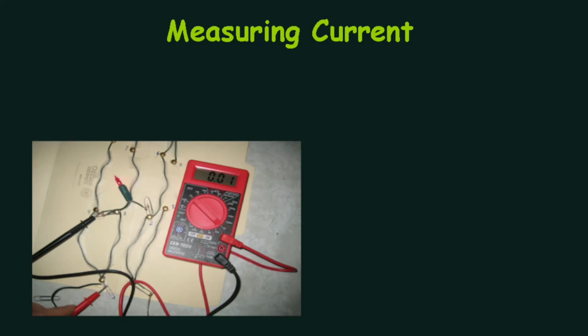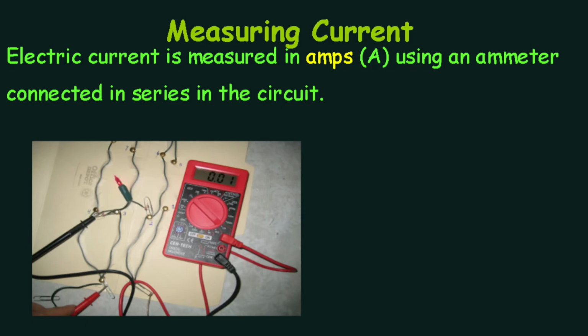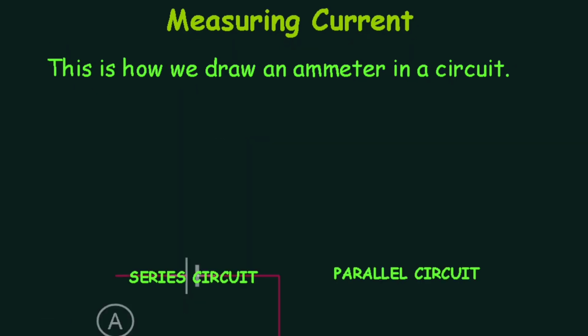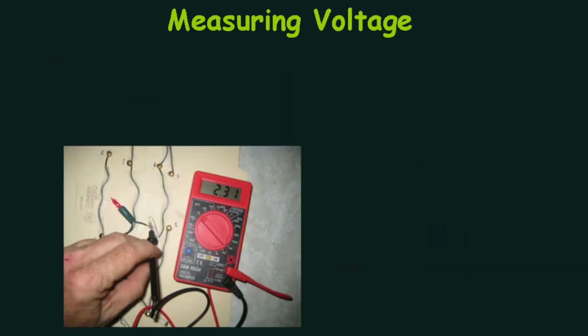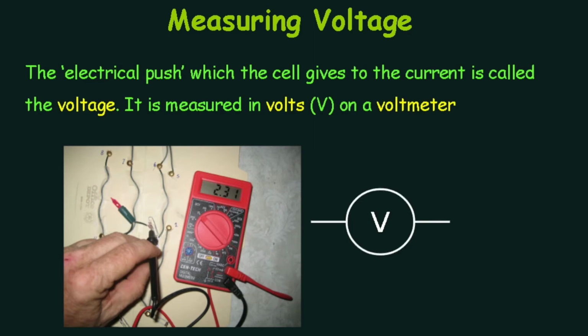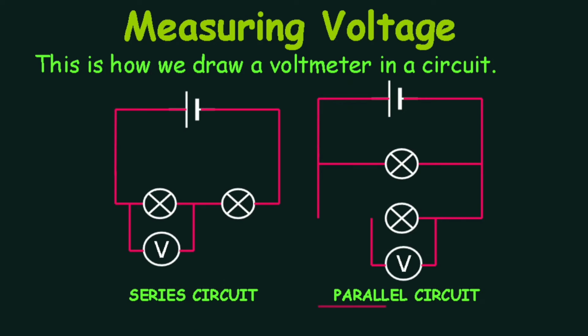To measure the current, what do we need to use? Correct, we need to use an ammeter and its circuit symbol is this way. This is how we draw an ammeter in a circuit. Whereas to measure the voltage, we use what? Correct, we use a voltmeter and its circuit diagram is this. This is how we draw a voltmeter in the circuit.